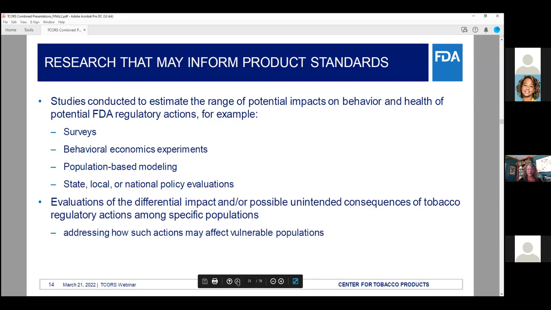It could also include the evaluation of the differential impact or some unintended consequences of a product standard or a specific action that CTP might take. In this case, it could be understanding how a product standard might affect vulnerable populations, such as those noted on the slide earlier, and whether they might be impacted differently than the population as a whole. Next slide, please.